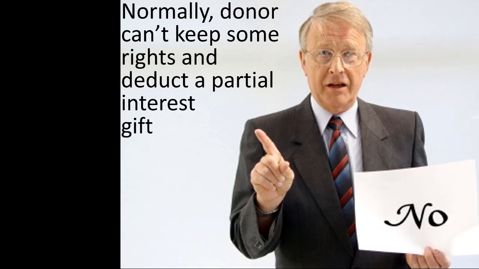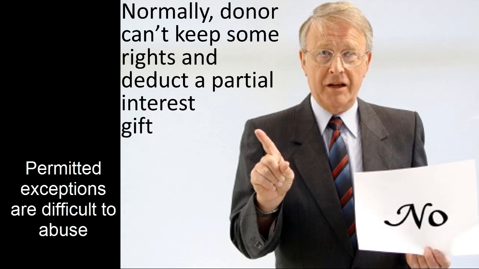These examples all serve to explain why the general rule prohibits donors from keeping some rights to a gift of property and still deducting the value of the partial interest gifted to charity. Understanding this underlying principle also helps to explain why the tax code allows for certain exceptions to the general rule. Specifically, these exceptions are cases in which the opportunities to abuse the charitable tax deduction have been largely eliminated.